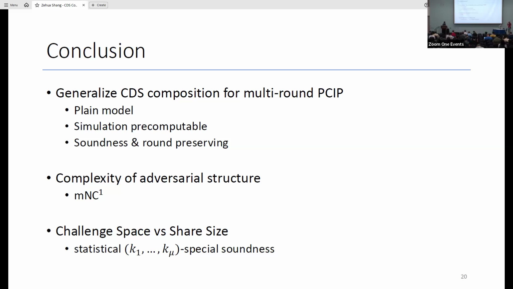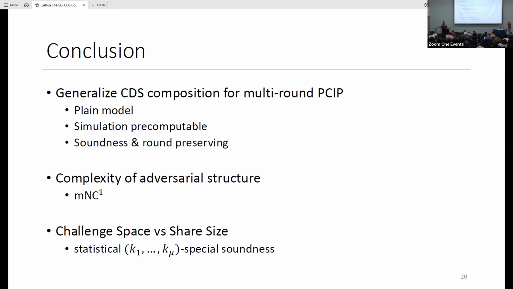So at the end, in the final protocol that you obtain after you compose the CDS protocols, you're going to obtain a multi-round protocol which, if I understood correctly, satisfies a weaker special soundness guarantee, right? The statistical one. Is it sufficient to instantiate Fiat-Shamir? This is the question.